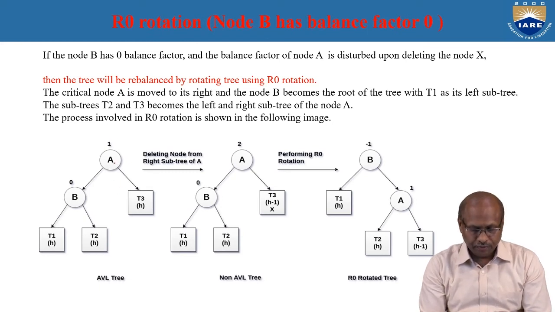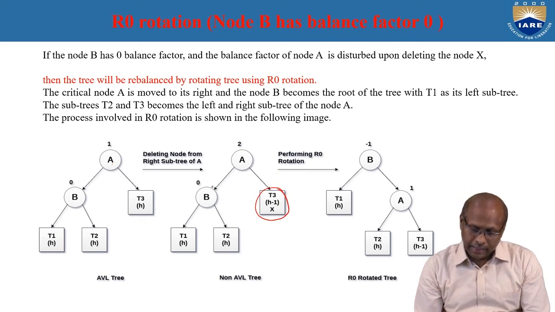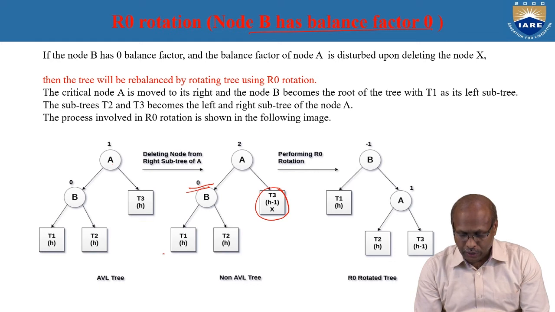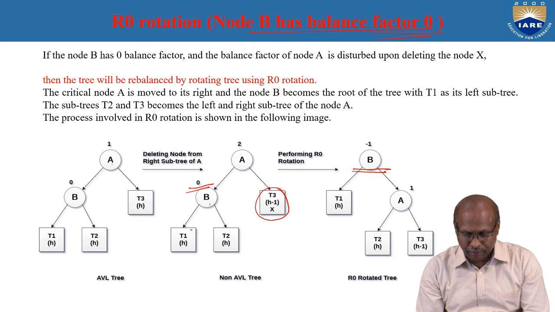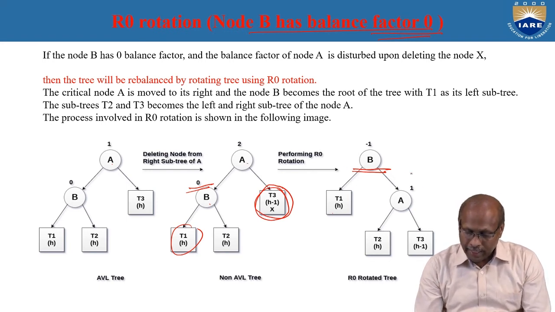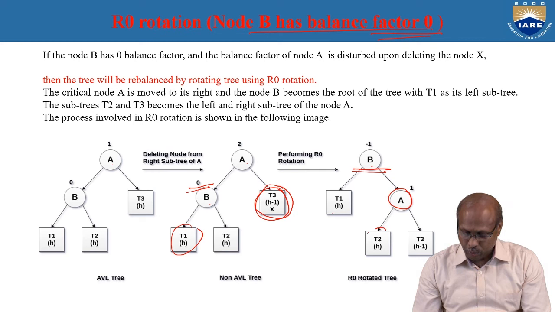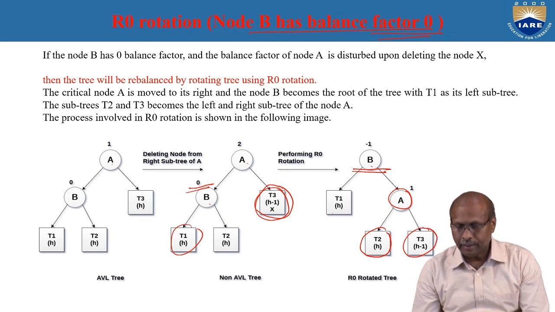If at all anything is imbalanced, again you have to balance properly by rotation. Now think about this tree: A, B, and B having 2 subtrees and A having 1 subtree. Now if you want to delete the node X, and the balance factor of B is 0, then B becomes the parent, and B's left, T1, stays on the left. Then A is always the right of B, and T2 will be the left of A, and T3 will be the right of A.